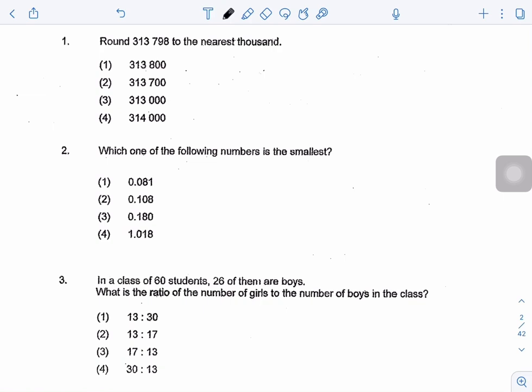Question 1. Round off 313,798 to the nearest thousand. 313798. Look for the thousands place, underline it. This is just good practice, okay? Look at the number beside it, bigger than 5, so this becomes 4. 314, the rest becomes 000. Answer is 4.